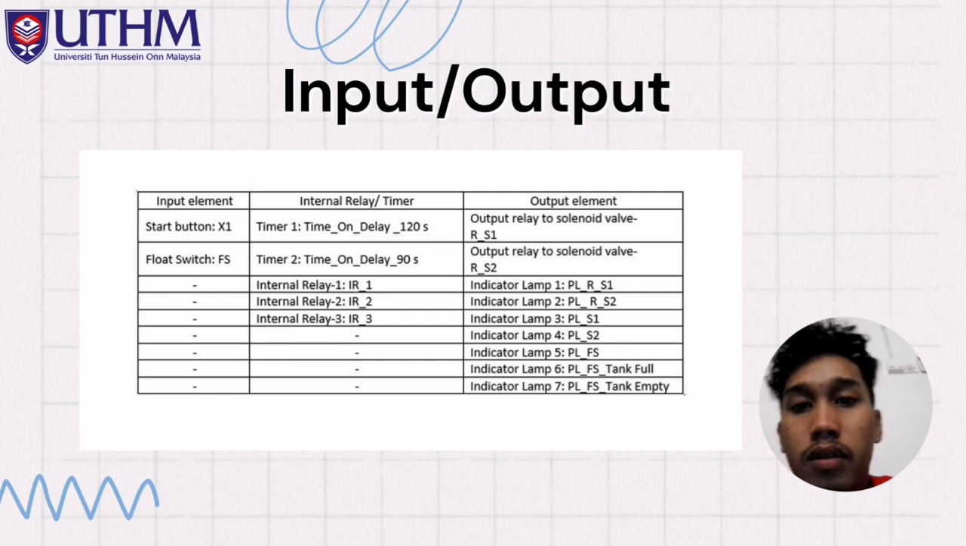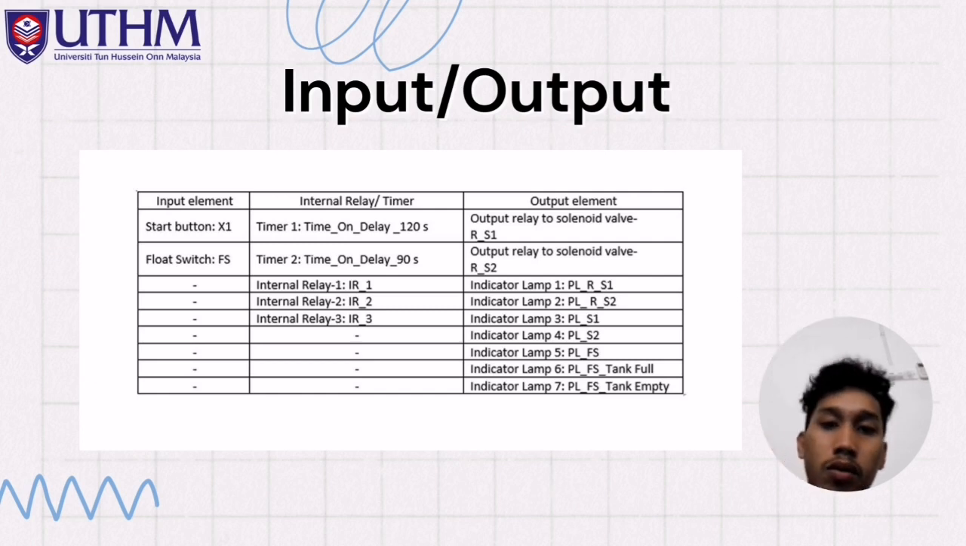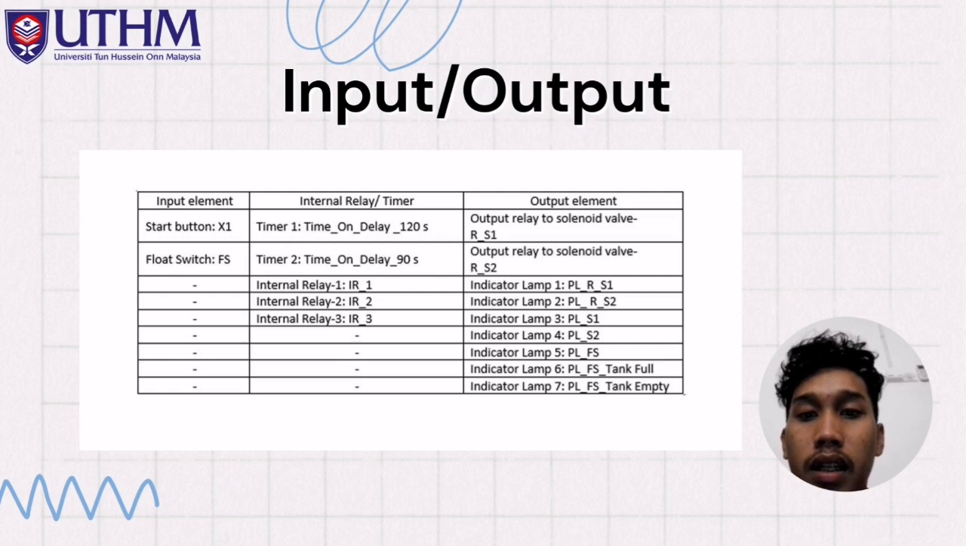Alright, today I would like to explain the input and output for this project. First, the input elements are the start button, the X1 switch, the float switch FX, and we have a generator and timers. We have two timers, timer 1 and timer 2, which are 20 seconds and 90 seconds. And for the delay we have IR1, IR2, and IR3.